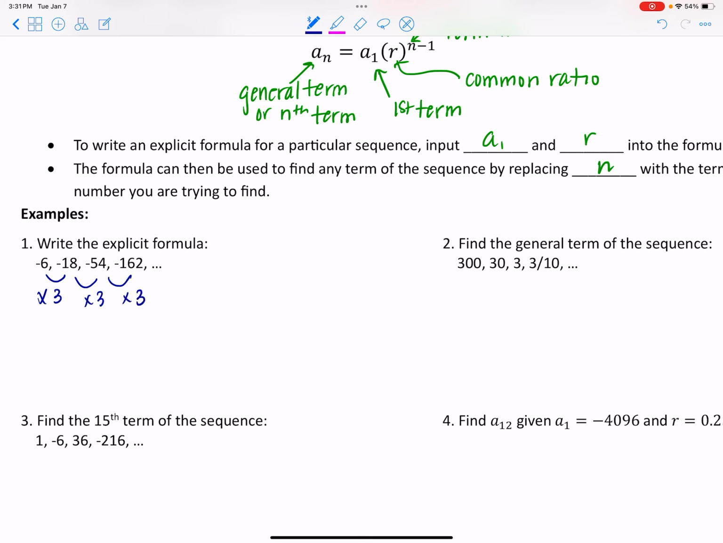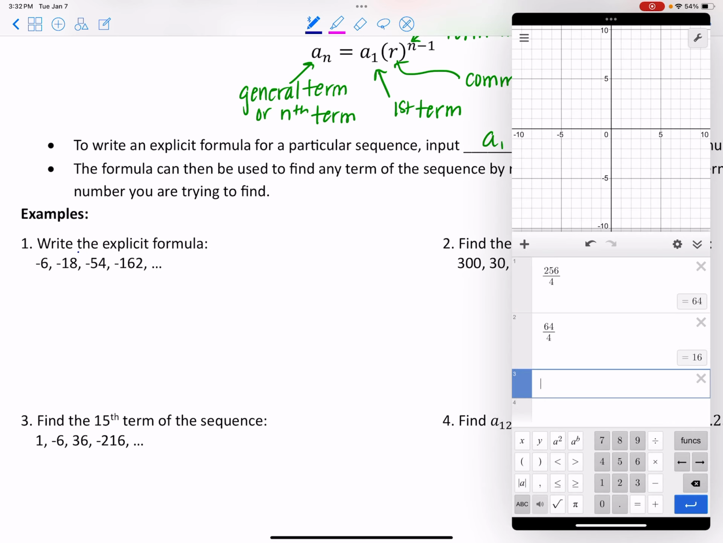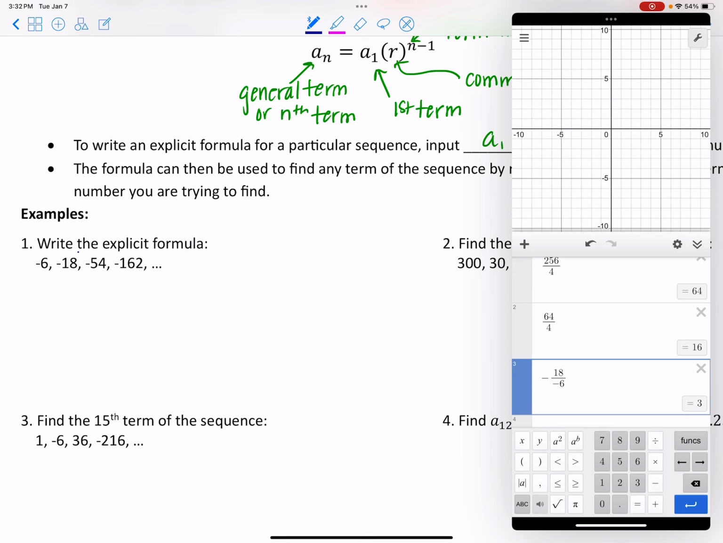And if it was not easy for you to see, remember the ratio comes from working backwards using division. If I can't tell what I'm multiplying by to go from here to here, I can make a ratio, a fraction of any two terms, and I should be able to figure out what that ratio is. I could take my second term, negative 18, and divide it by my first term, negative 6, and get that common ratio every single time.